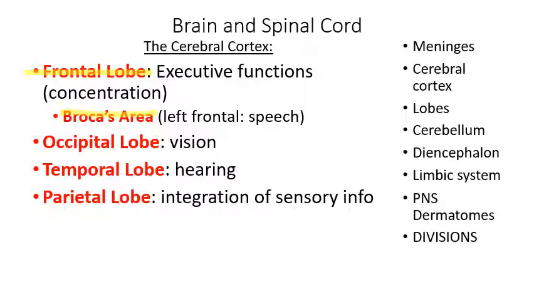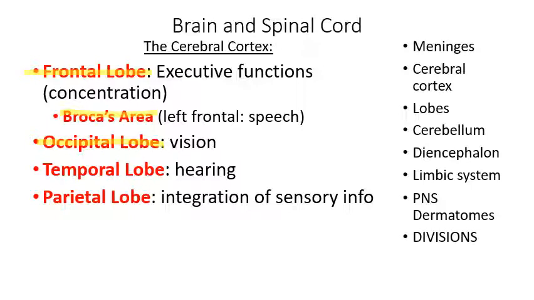So Broca's area, which is critical for speech, is in the left frontal lobe. The occipital lobe is located on the back, the posterior side of the brain. It's responsible for interpreting visual information. So if you have a damaged occipital lobe, you could be blind even though your eyes are perfectly fine. There's no damage to your eyes, but if you damage the occipital lobe, that could blind you.